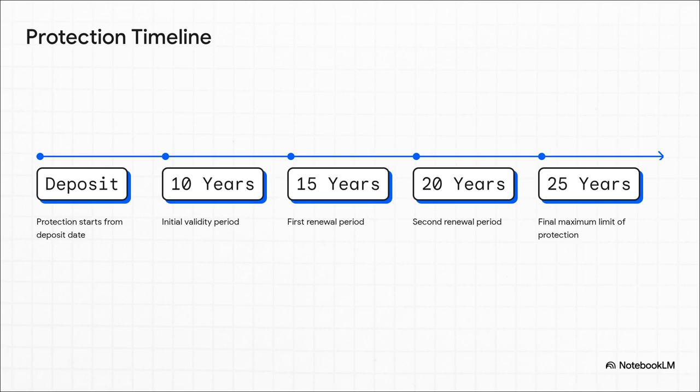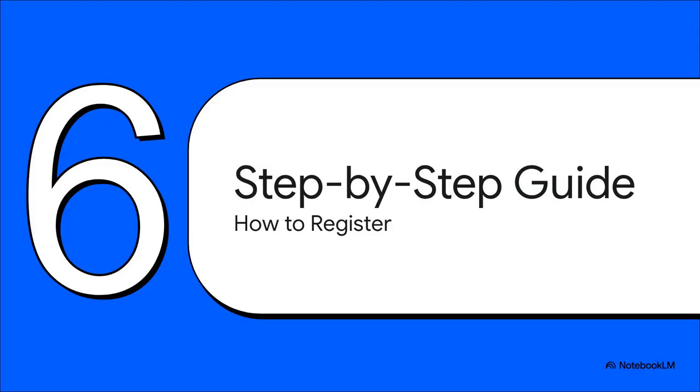Let's look at how this timeline builds out. Your protection officially starts on the date of deposit and initially lasts for 10 solid years. After that, you've got the option to renew it for 3 successive periods of 5 years each. This means the absolute maximum limit you can hold an industrial design registration in Brazil is 25 years. Also, quick heads up, to keep this registration active, you're going to have to start paying maintenance fees beginning in the 5th year. Finally, Section 6, our step-by-step guide to actually getting this done.